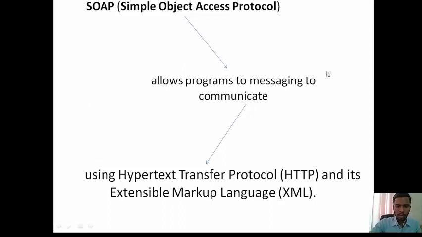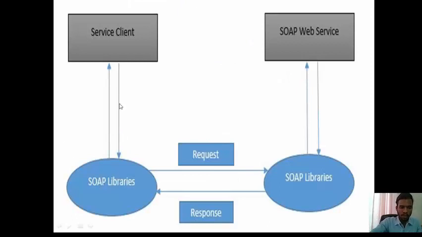We know that there is a client and the web services, and around this there are SOAP libraries. When a client sends a request from an Android set, the SOAP libraries send the request to the web services, and the web services send a response back through the SOAP libraries. So it's all about the SOAP protocol. A client and the SOAP web services are between the request and response. It's all about request and response.